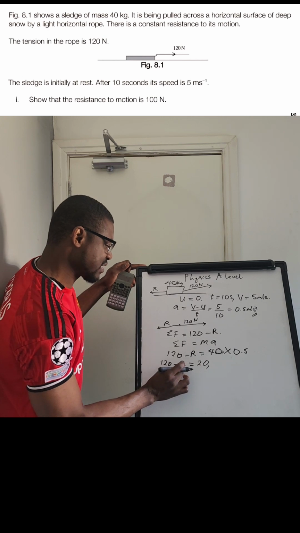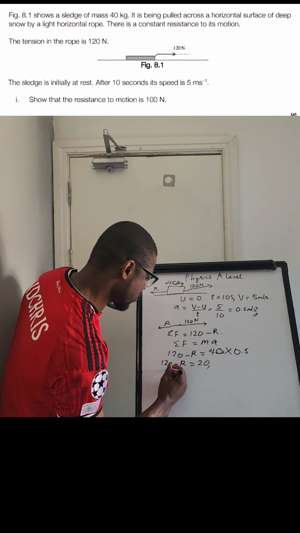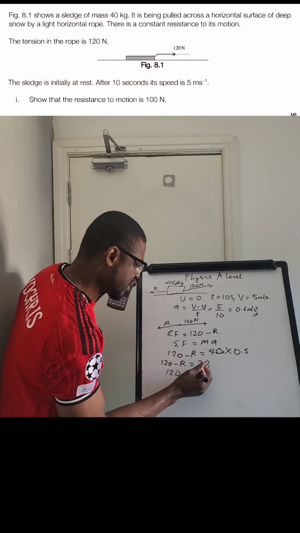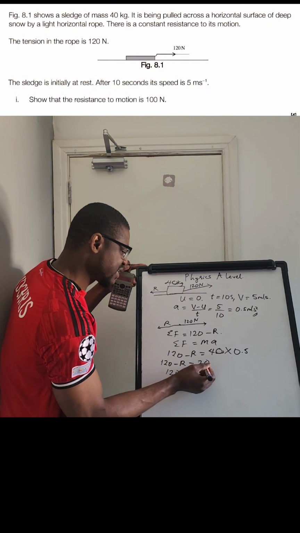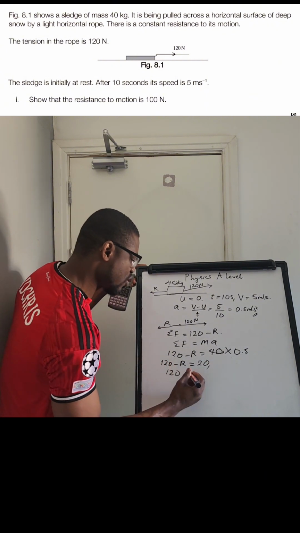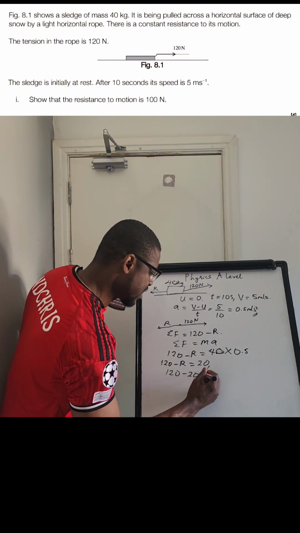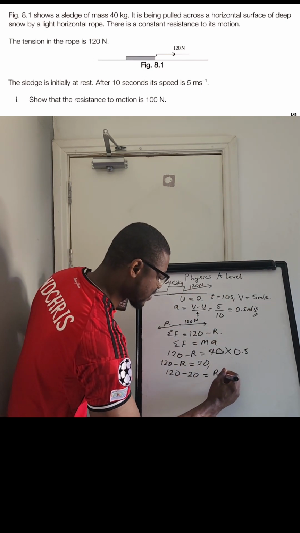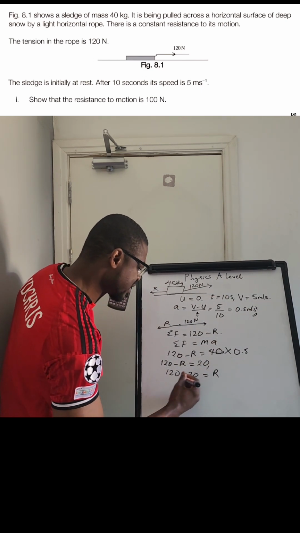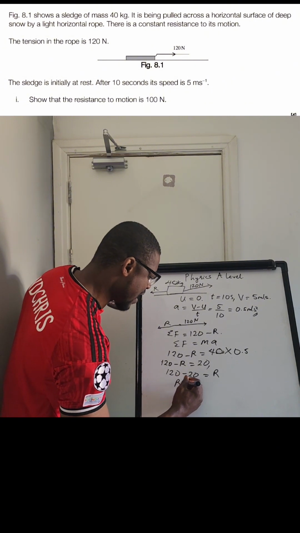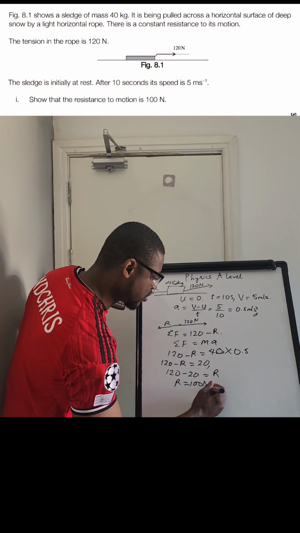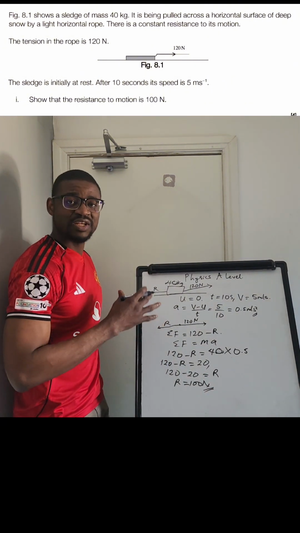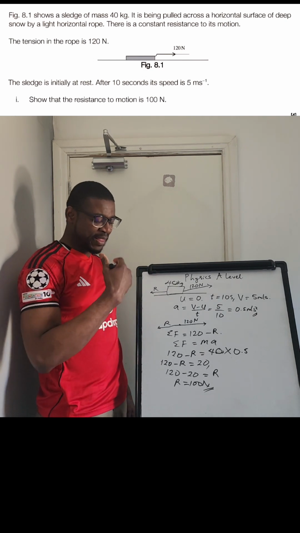So, clear items. Let's move this to the other side. So we're going to have 120. When 20 crosses over to the 120 side, it becomes minus 20, equal to minus R, which goes to the other side and becomes R. And if you subtract these two, it will give you that R is equal to 100 Newton, which is in accordance with our expected value.